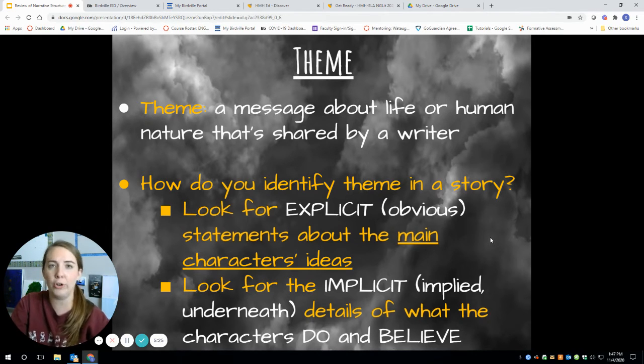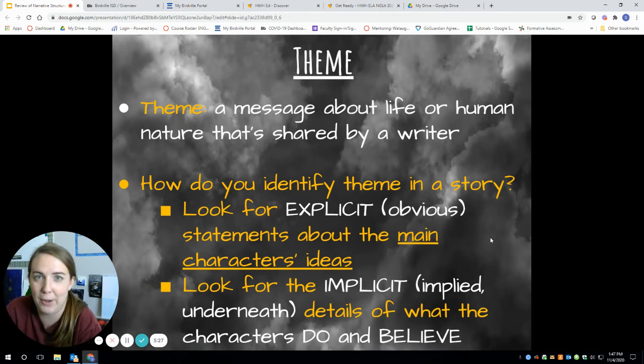The other one's a little bit harder, and you'll need to do some inferencing to figure it out. You can also look for implicit or implied hints. These are things that are not said out loud, not said directly, but they are revealed through what the characters believe and how the characters act, like the choices they make. So, for example, the choice that Maui makes to leave Moana in the movie, and he just disappears, and then towards the end he comes back.